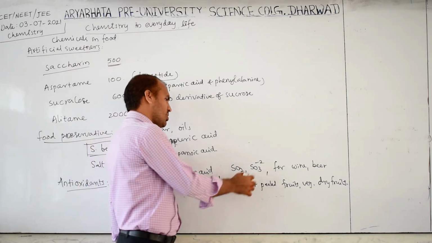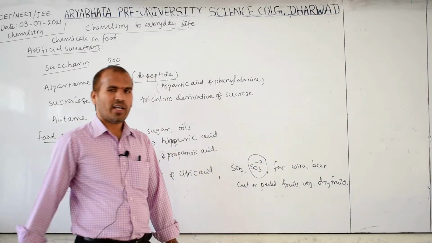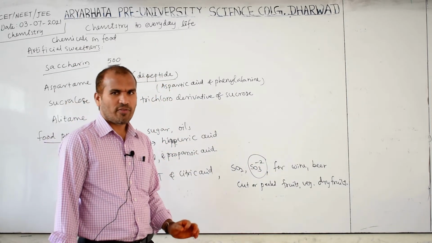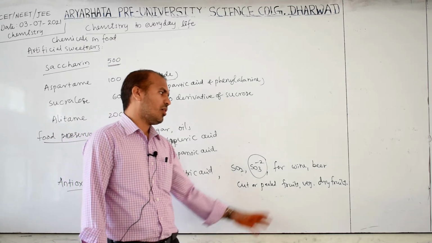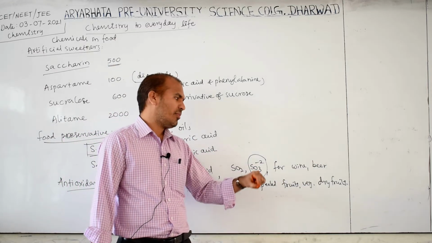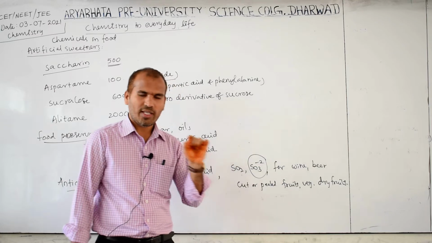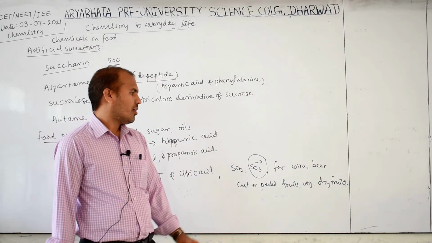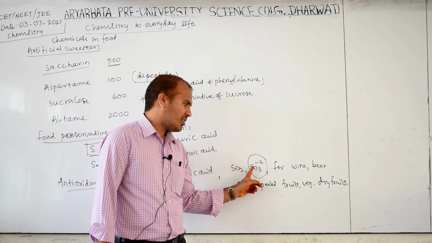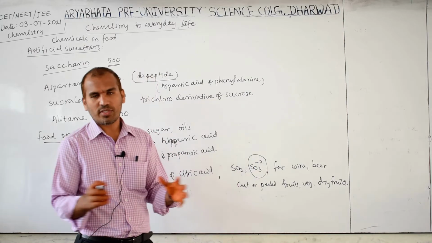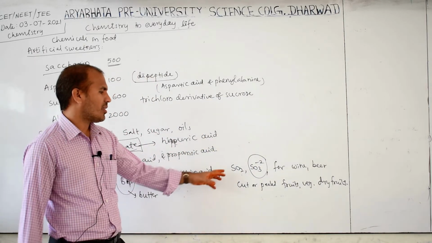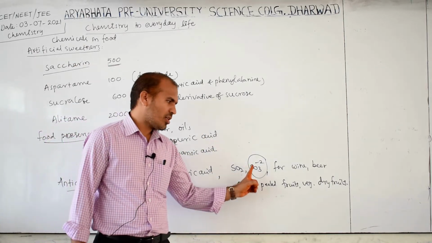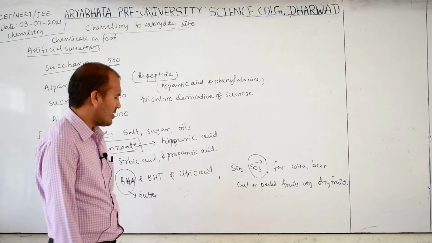One time this question was asked: sulfite is an antioxidant for which of the following? So all these are examples. That time they gave wine as an option. Wine is one of the alcohols. For that this is used as an antioxidant for preserving a long time. Sulfur dioxide also. This question was asked in the Navodaya examination.